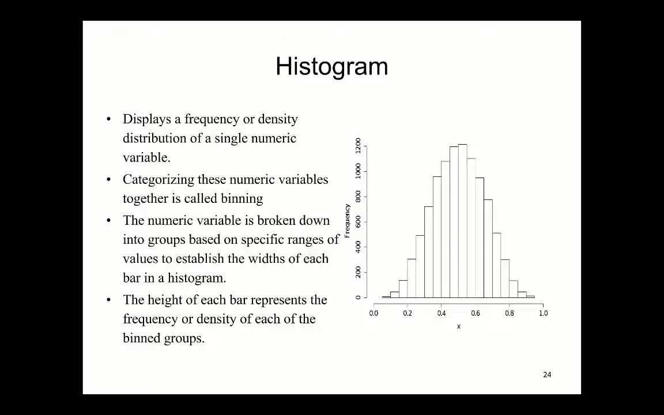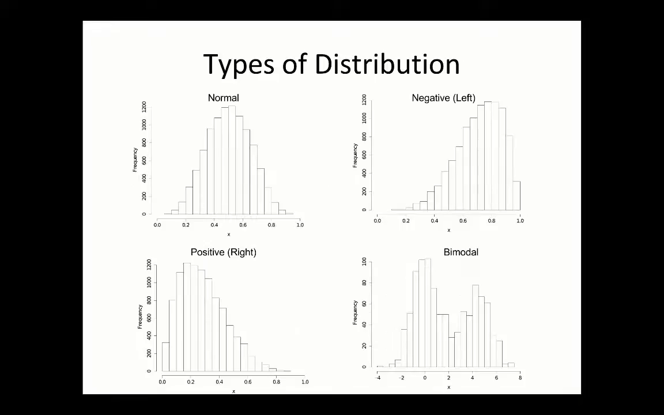To summarize, a histogram tells you about how often a quantitative value occurs. The numeric value is broken down into groups along the x-axis to establish the width of the bars. The height of the bars represents the frequency of how often each binned quantitative value occurs. There are numerous types of distributions. The normal distribution is shown in the upper left-hand side of the screen. You'll see it follows a nice bell-shaped curve.